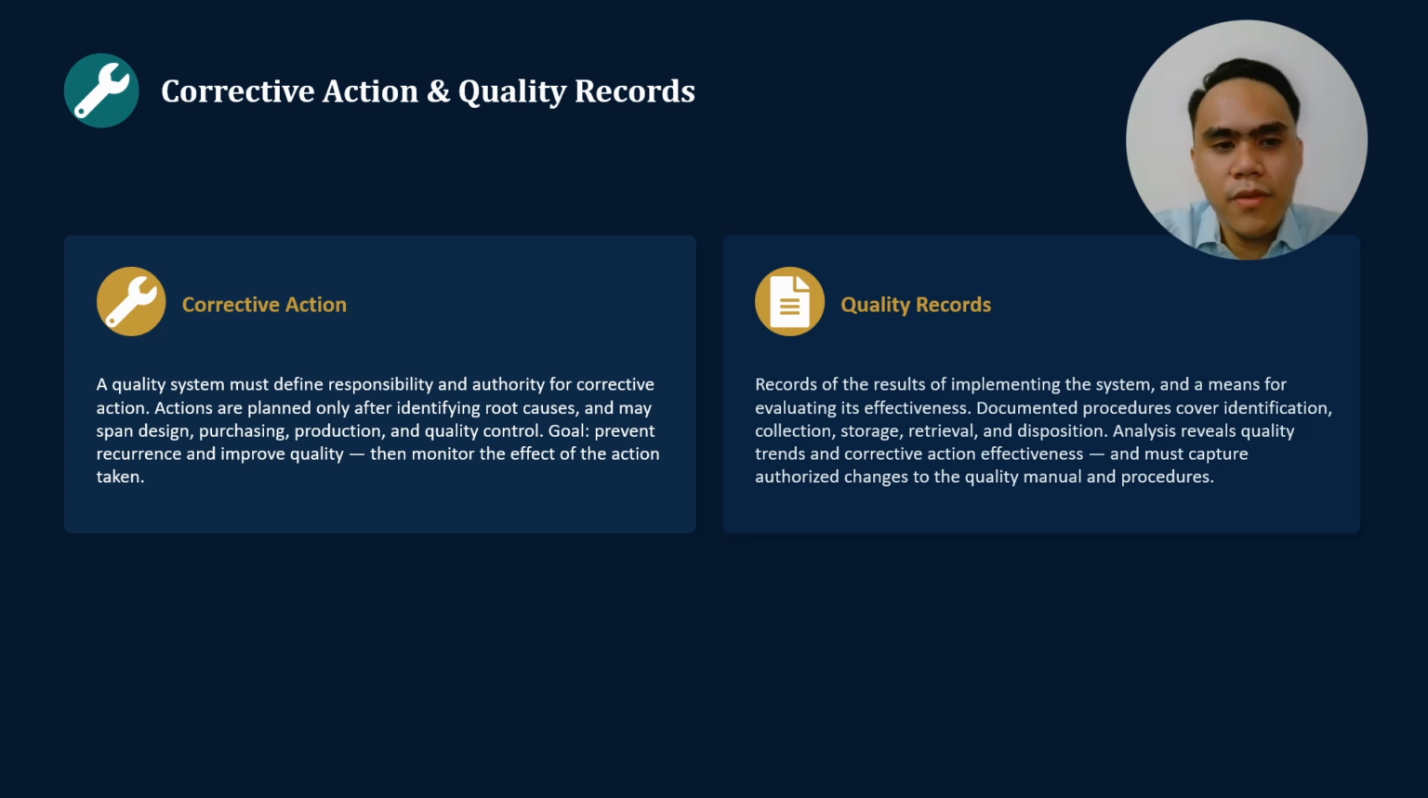So a quality system should define the responsibility and the authority for instituting corrective actions. Critically, this action should be planned only after identifying the root causes of the problem. So not jumping straight to fix a problem, but understanding why the problem happened in the first place. Action to eliminate these causes may involve a variety of functions like design, purchasing, production, and quality control.